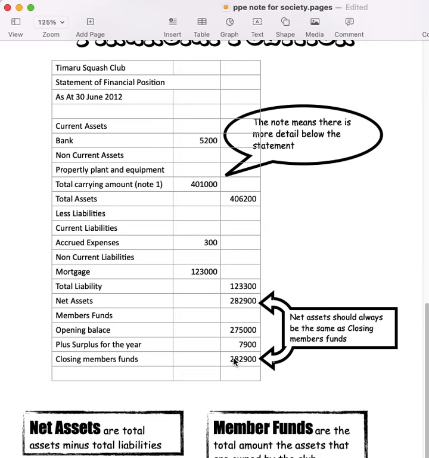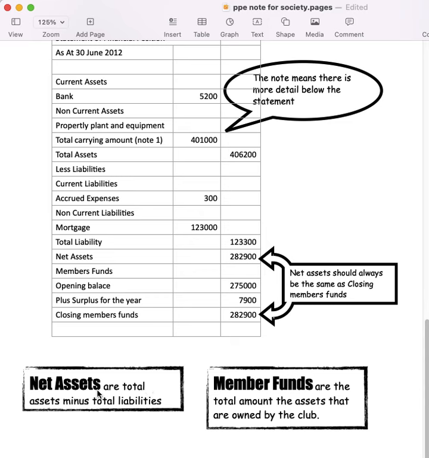Okay, just a couple of terms we need to go over. Net assets: total assets minus total liabilities. And members' funds are the total amount of the assets that are owned by the club. Of course, that's what's left over after the liabilities have been paid.